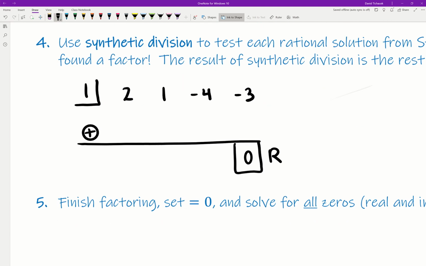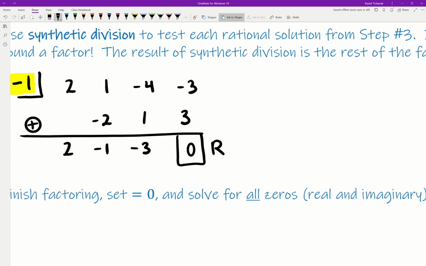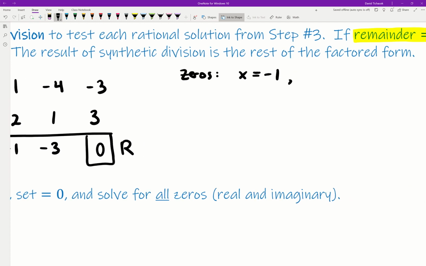Positive 1 didn't get it, but what about -1? That'll be the next one on our list to test here. So let's try that, right? Drop the 2, multiply, and add, multiply, and then add, and then multiply, and looky there, okay? So yeah, -3 plus positive 3 does give us 0. And so what that means, of course, is that -1 is one of our applicants that actually gets the job, okay? And that job, again, being a 0 of my polynomial, okay? So if -1 gives us a remainder of 0, which it does, then that automatically means that it's a 0 of my polynomial. It may not be the only one here, so I'll just say comma, dot dot dot.